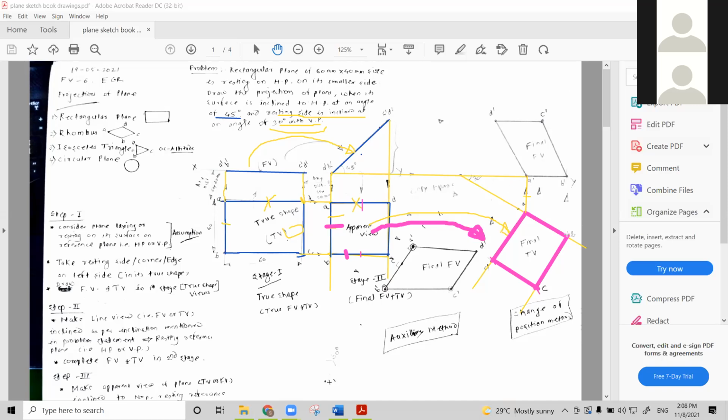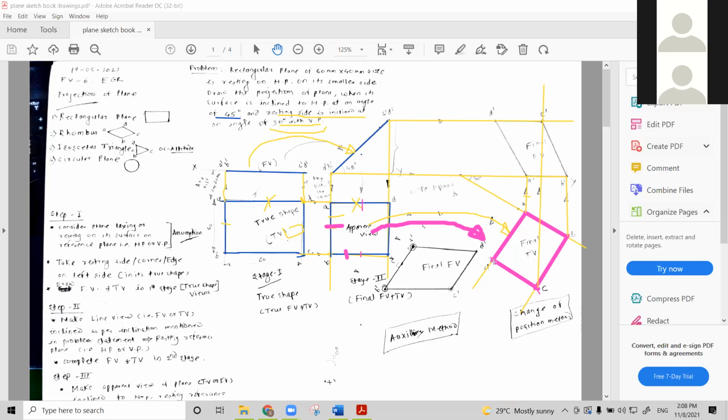Similarly, take the projection from B vertically. Then B point is here. From here only, you just continue, and where it intersects, it will give the point B dash. Similarly, take the projection from C, go vertically. Then take the horizontal projection from the second stage front view, that is C dash. Take the projections and it will be coming like this. Where it intersects, you will get the point C dash.